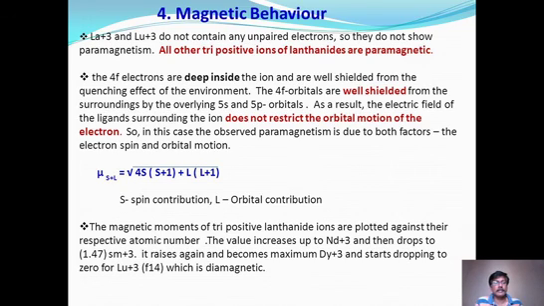For d-block elements, we generally take only root of n into n plus 2. But this is the case where we have both. So the magnetic moment value becomes equal to root of 4S into S plus 1 plus L into L plus 1, where S stands for spin only, and L for orbital motion. Now the magnetic moments of different ions.